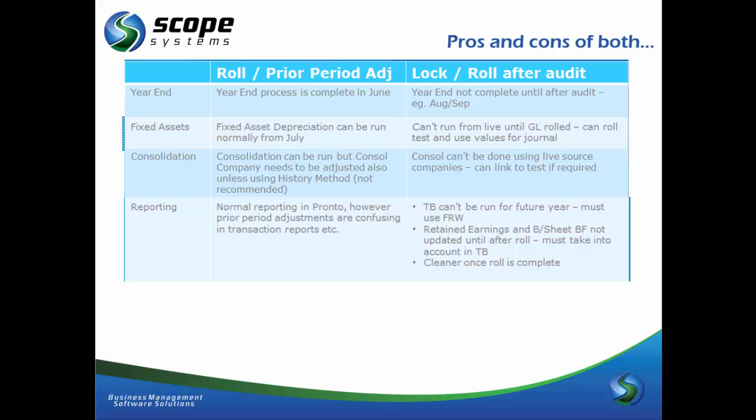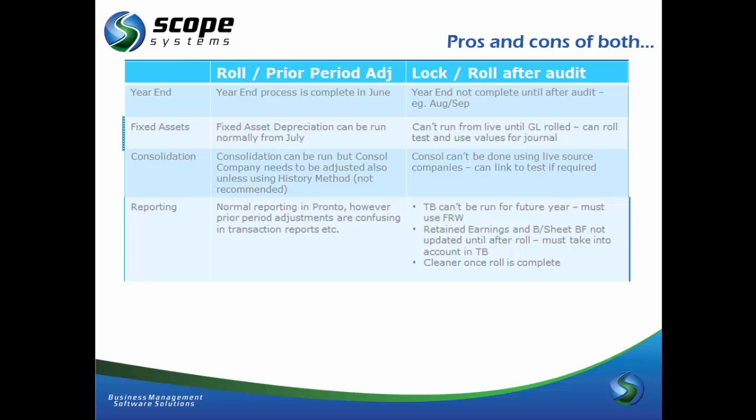roll the test companies and use the values for journal entries, and then reverse the journals once the live company has been rolled across. In the same fashion, in 670, you can't perform the consolidation using live sources. However, you can link the live to test. In 720, that's not the case. So as you can see, there's been a big shift in terms of 720 to streamline your year-end functions.